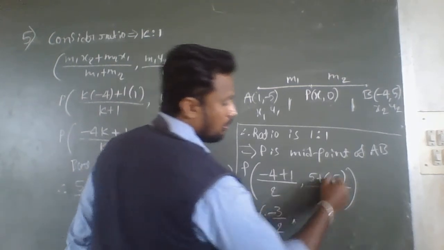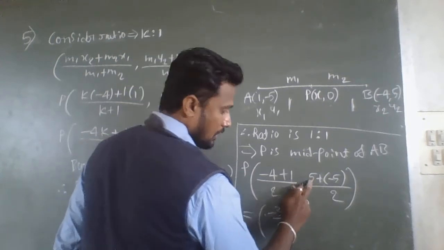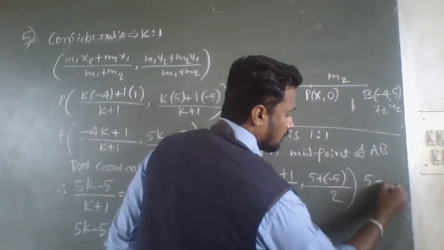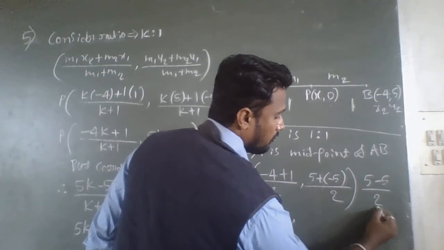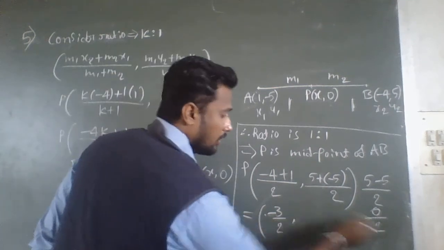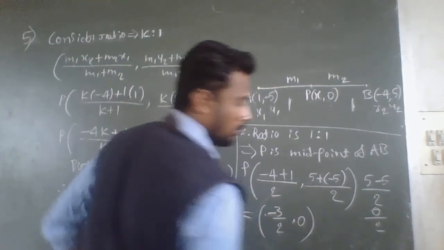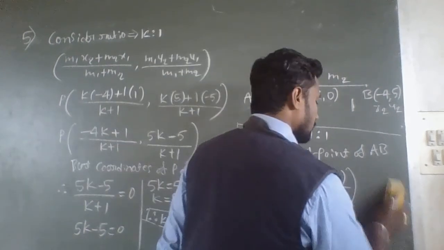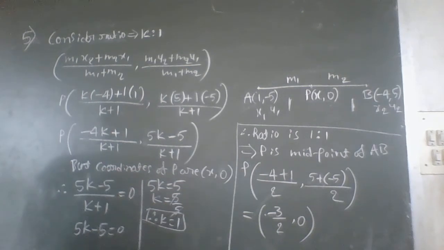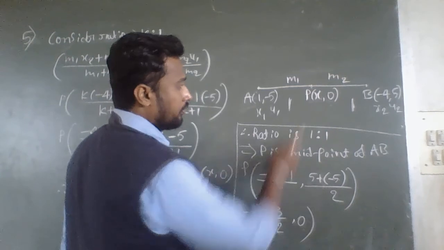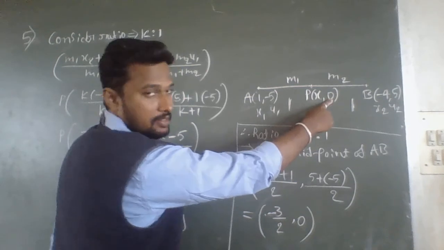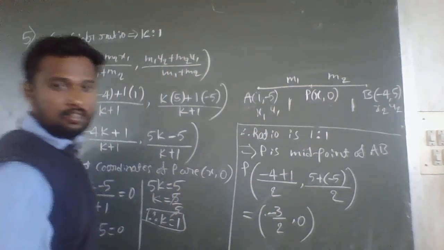And here 5 plus of minus 5 means plus into minus, minus 5. So 5 minus 5 means 0 by 2. 0 divided by anything, the answer is 0. So minus 3 by 2 comma 0 are the coordinates of point P. Here minus 3 by 2 is the value of x, and before, you considered the y coordinate as 0 only, and here also we got 0 only.